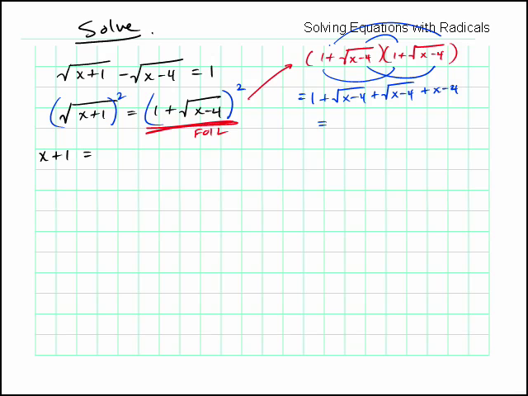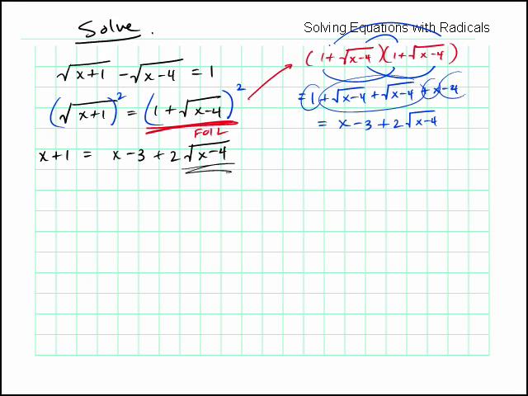This simplifies to, let's see, 1 and negative 4 and x. That's going to be x minus 3. And then I got 2 of those radicals, so that's 2 square root of x minus 4. That's what it FOILs out to. So let's write it over here. x minus 3 plus 2 square root of x minus 4. Okay, we have a radical left in the equation right here. So I need to move everything else to the other side.